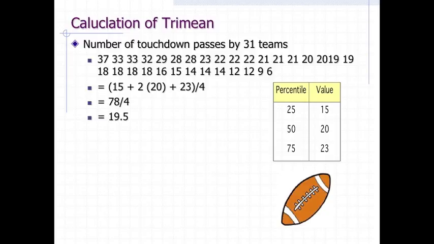As an example, let's look at the number of touchdown passes thrown by each of the 31 teams in the National Football League season. The relevant percentiles are shown in the table to the right. Using the formula, we first add 15, 2 times 20, and 23, and then divide this number by 4. This leaves us with a trimean of 19.5.